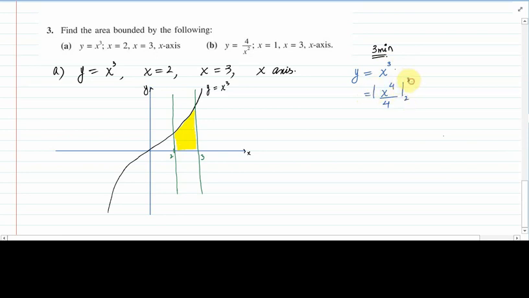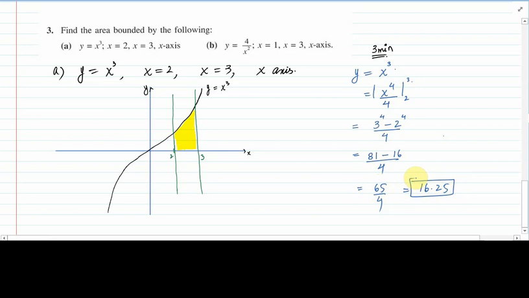Alright, so the upper limit is 3 to the power 4 minus the lower limit 2 to the power 4, divided by 4. 3 to the power 4 is 81, minus 2 to the power 4 which is 16, divided by 4. So 81 minus 16 is 65, divided by 4, and that equals 16.25. Alright, so that is your answer for the first part. I hope that is clear to you.